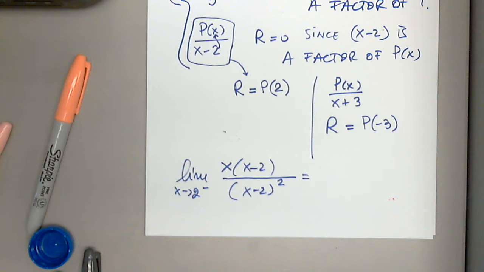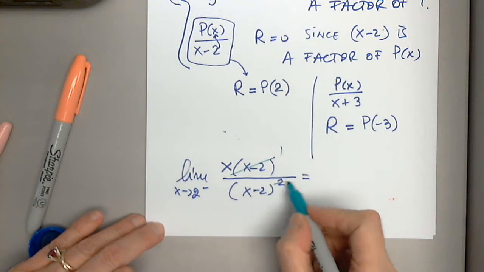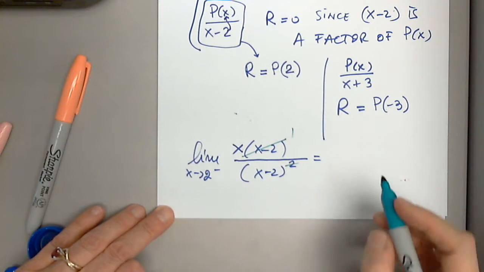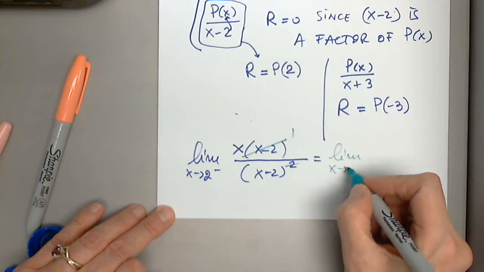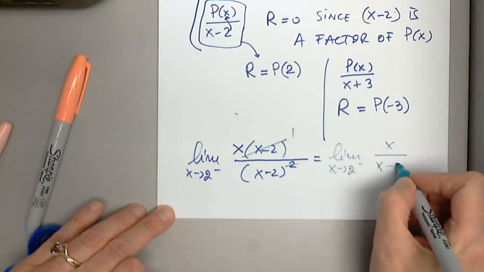Plug in 2. Yes, simplify. Remember the 2 keywords? What are the 2 keywords? Factor and simplify. Never forget these 2 keywords, please. Good. So I remove a factor of x minus 2 from the top and a factor of x minus 2 from the bottom.